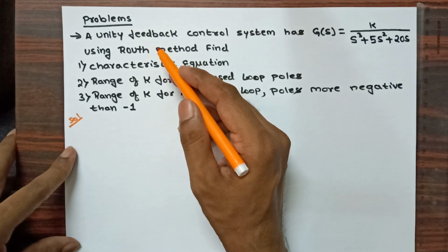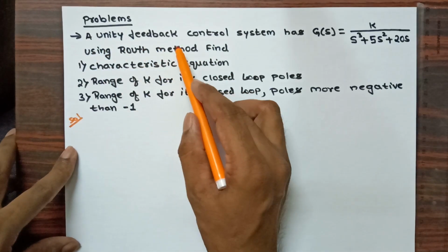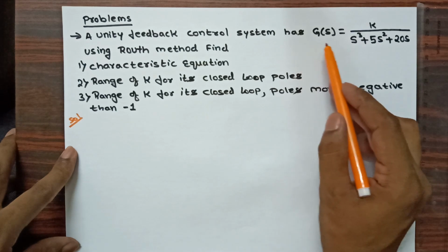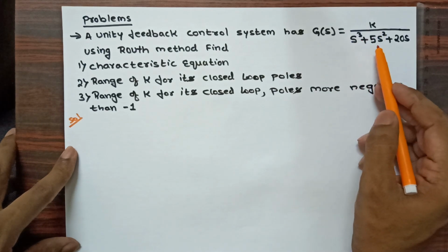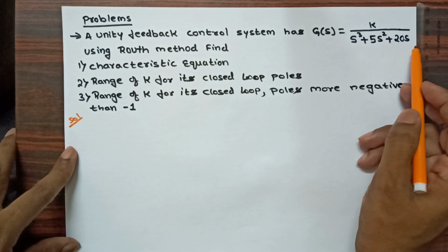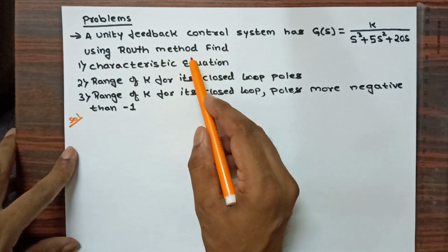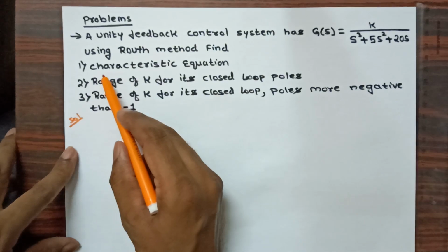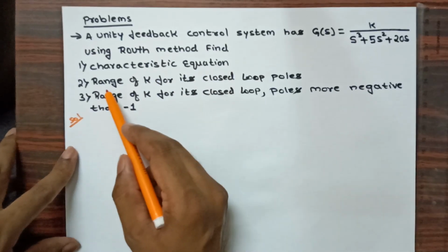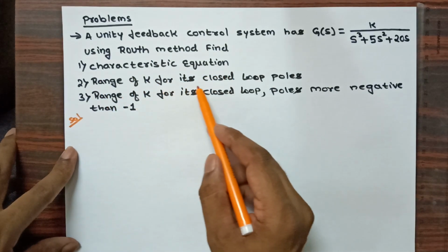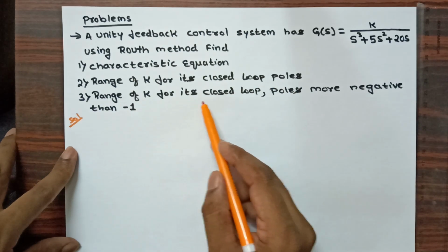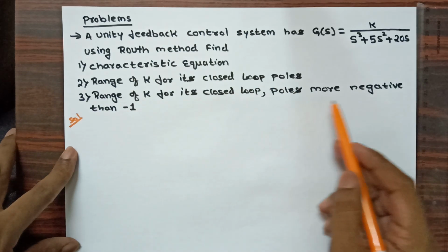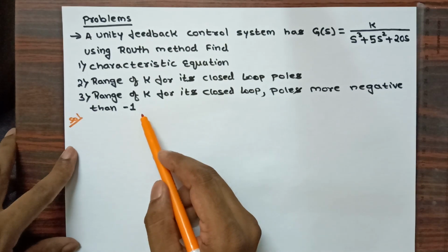Today we are going to solve some problems on Routh-Hurwitz method. A unity feedback control system has G(s) equal to K divided by s^3 + 5s^2 + 20s. Using Routh method, find first the characteristic equation, second the range of K for its closed loop poles, third the range of K for its closed loop poles more negative than -1.